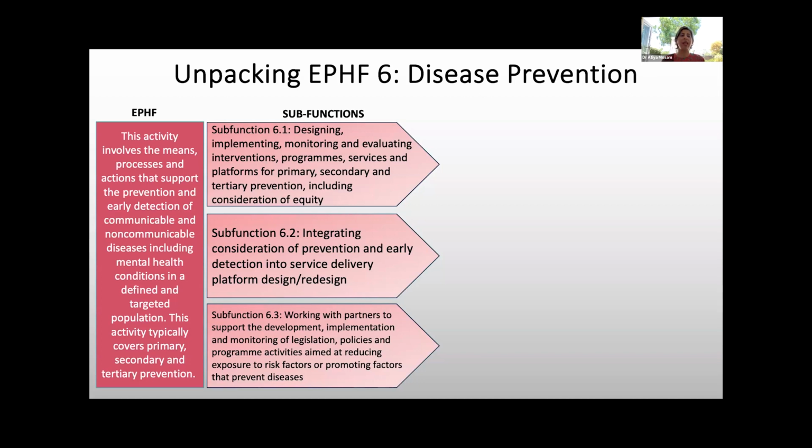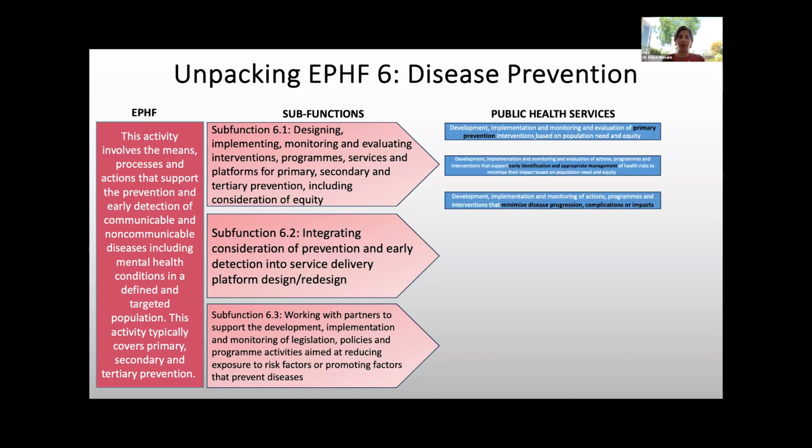It's quite a mouthful. Subfunction 6.2 talks about integration of prevention and early detection into service delivery. And then subfunction 6.3 talks about partners to support the development and M&E of policies and programs to reduce risk factors. Now, if we take, for example, the health services into account, you can see there are 3 public health services, and I know this is quite small, but I'm going to take you through it.